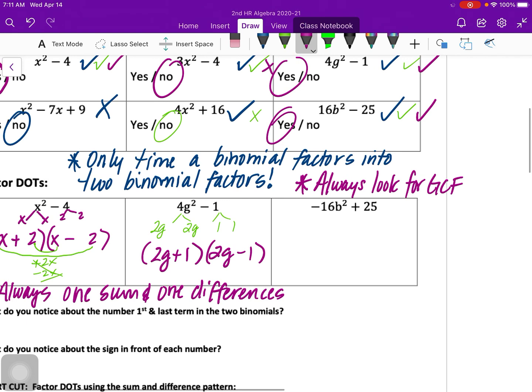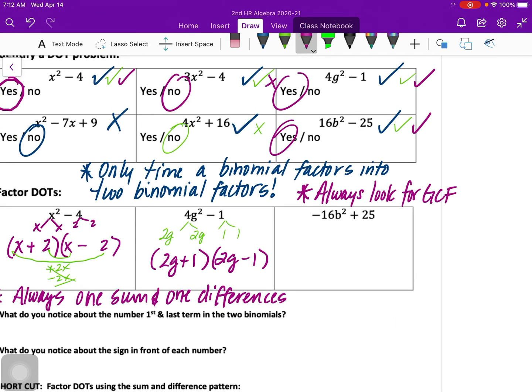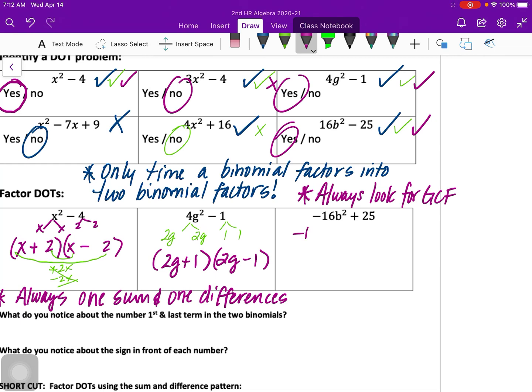Okay, looking at this last one here, negative 16b squared plus 25, you might be thinking, well, this one is not a difference, so it doesn't follow our pattern. But remember, anytime your leading coefficient is negative, you should always start by factoring out a negative 1, even though there are no other common factors. So we want to factor out a negative 1 here, and that leaves us with 16b squared minus 25, which now is the difference of two squares inside of the parentheses. So you have to continue factoring this further.